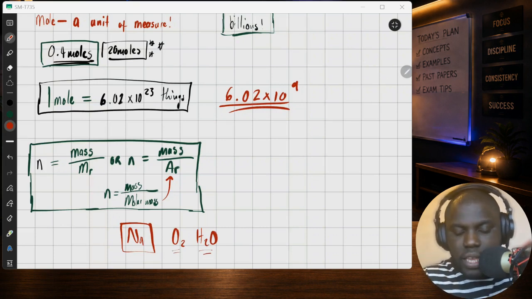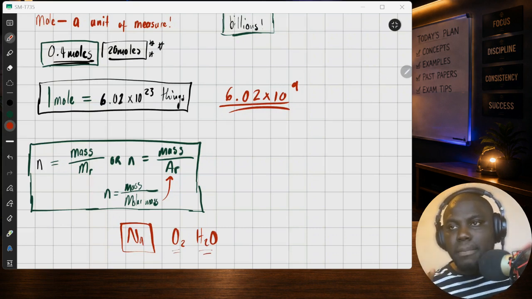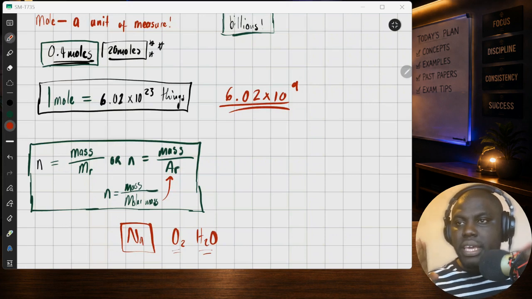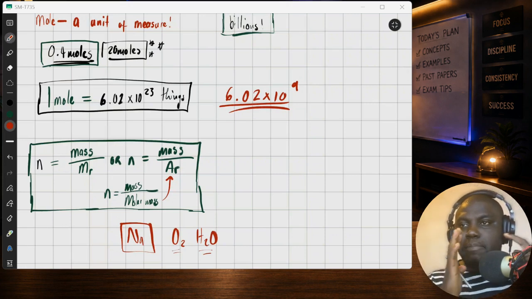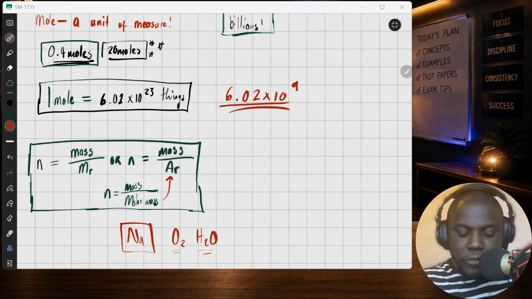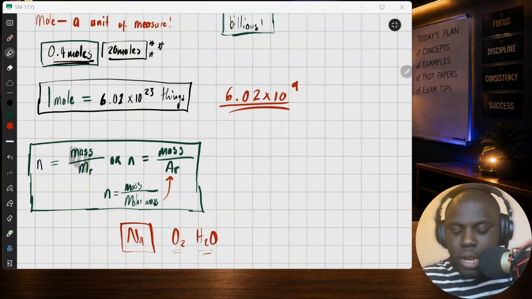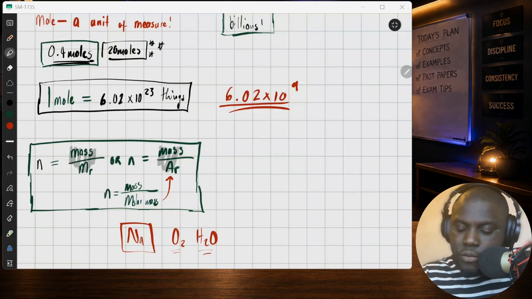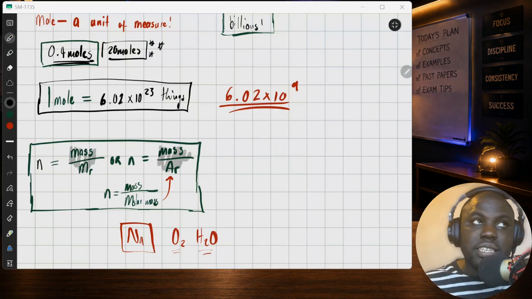So when do we use MR? When we are dealing with molar mass for things that don't appear alone, things that appear in pairs or more than that. This is when we're going to use this. But it's the same formula. This is mass over molar mass. This is also mass over molar mass. This is the first formula. So when you're doing a question, you're going to write this as one of your formulas.